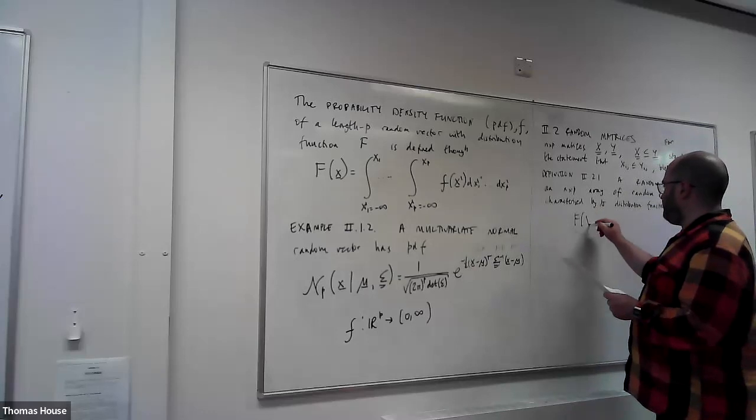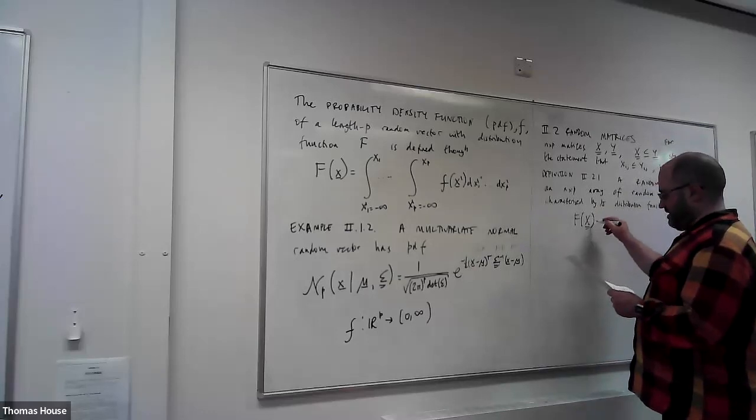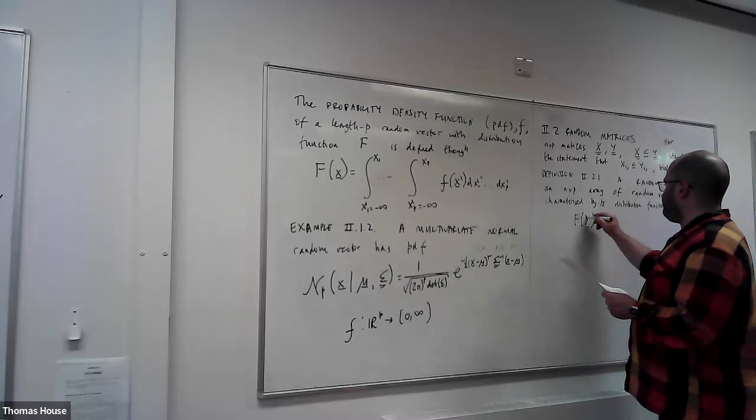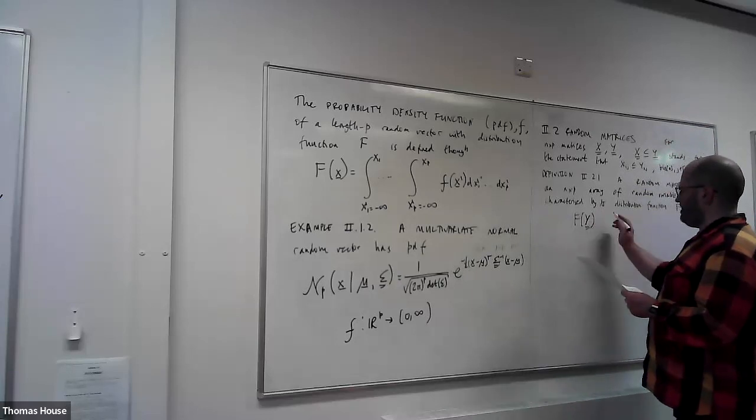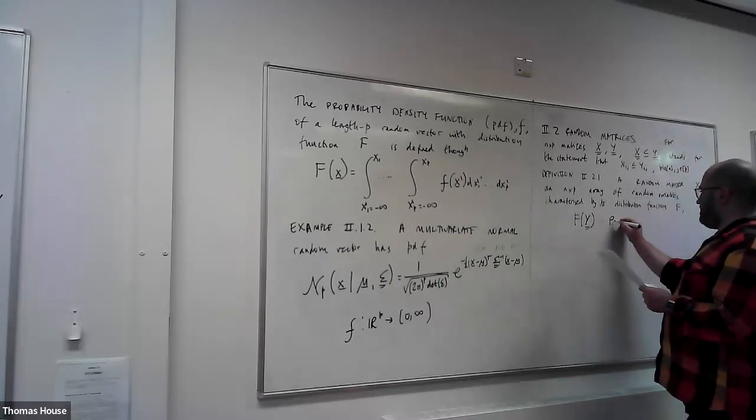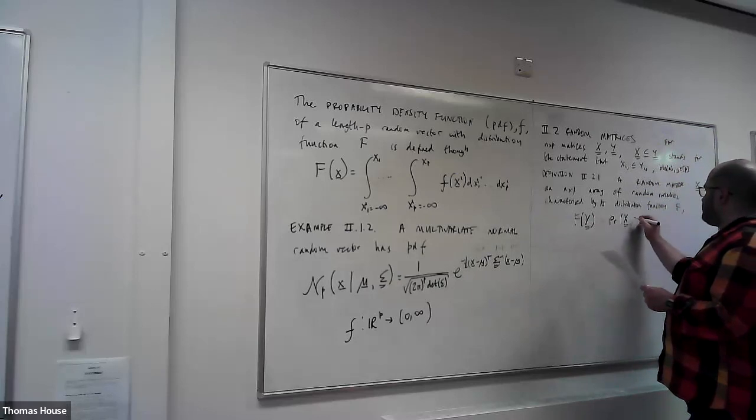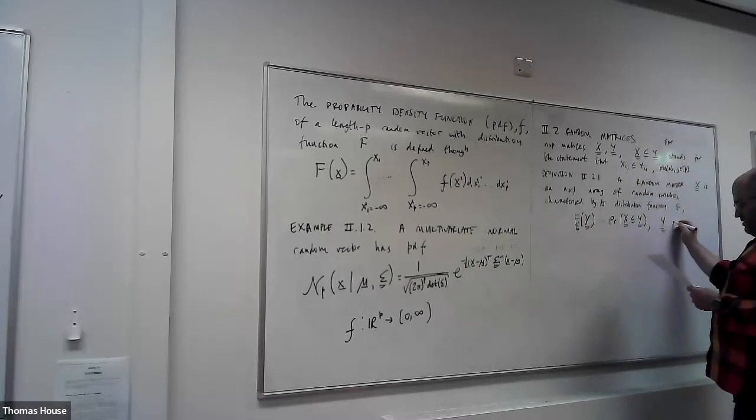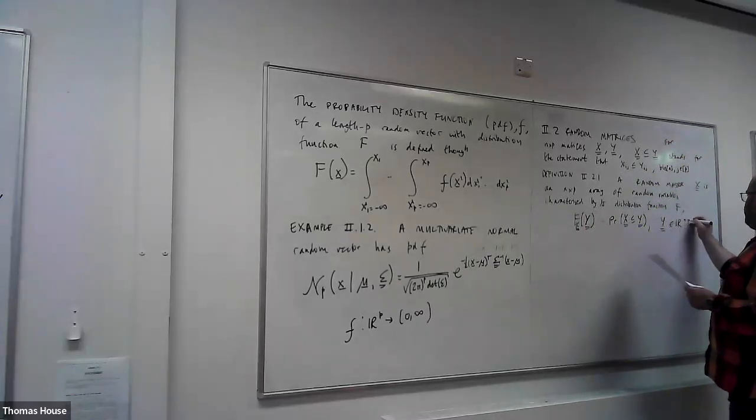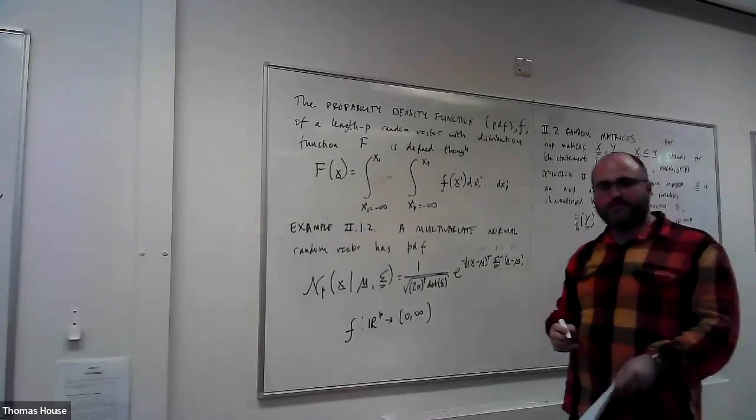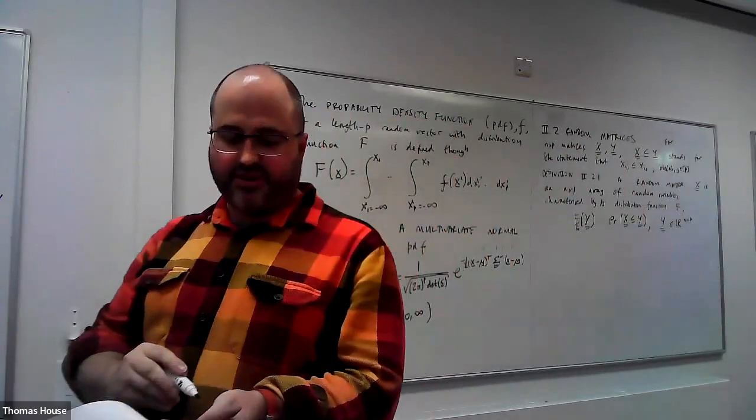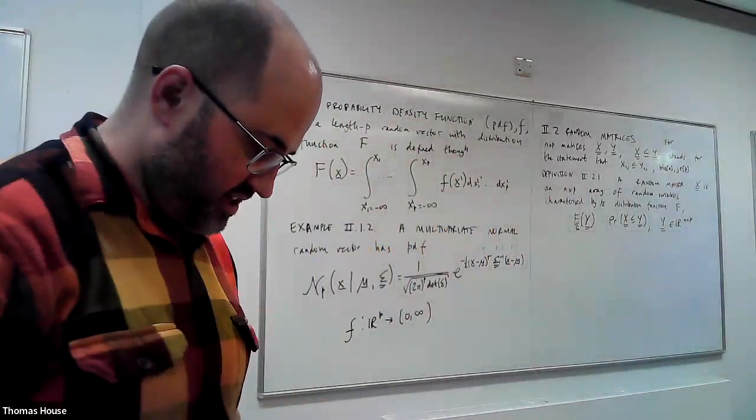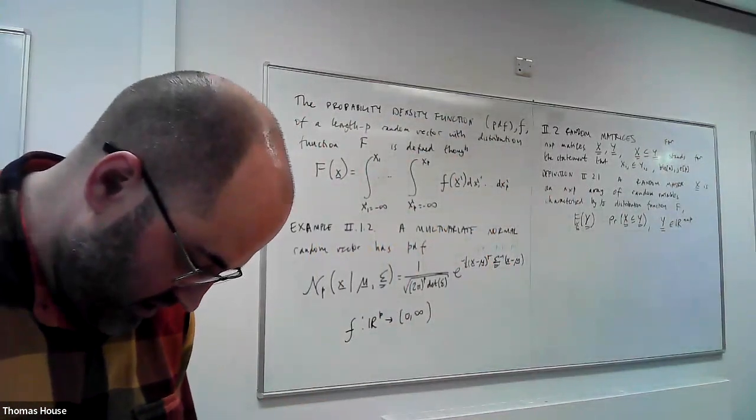So F of the matrix evaluated at Y equals the probability that X is less than or equal to Y, for Y in R^(n by p). So I don't really need to write the times, because it's just n times p.